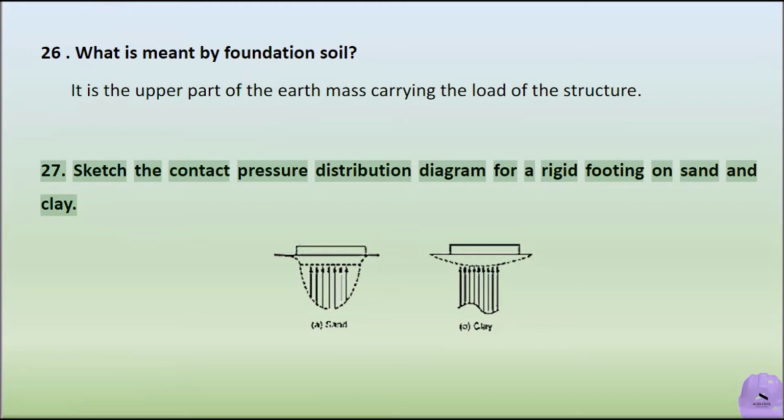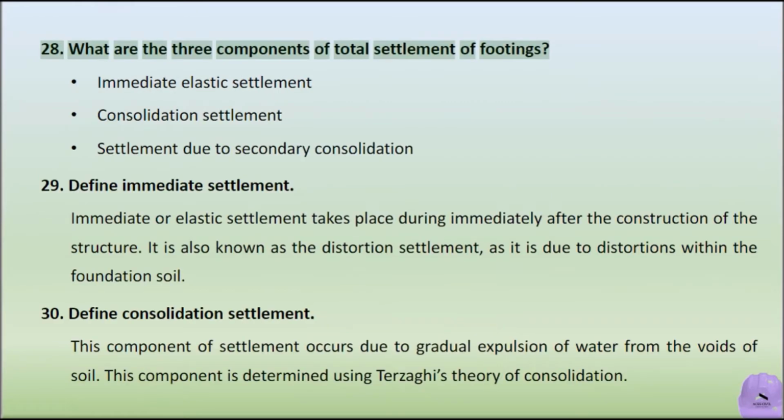Sketch the contact pressure distribution diagram for a rigid footing on sand and clay. What are the three components of total settlement of footings? Immediate elastic settlement, consolidation settlement, settlement due to secondary consolidation.